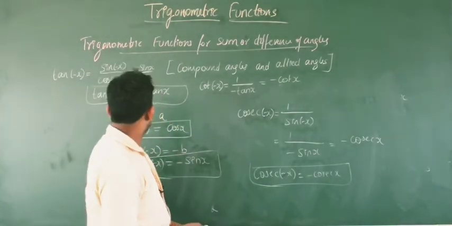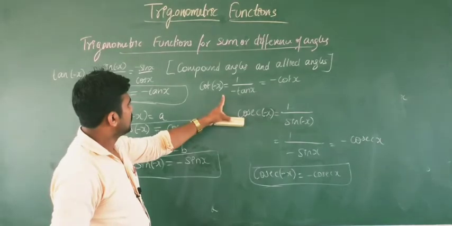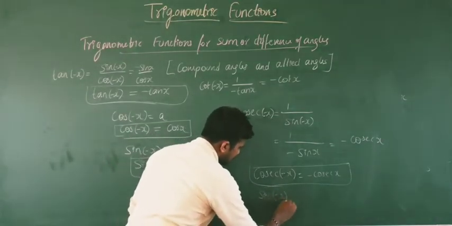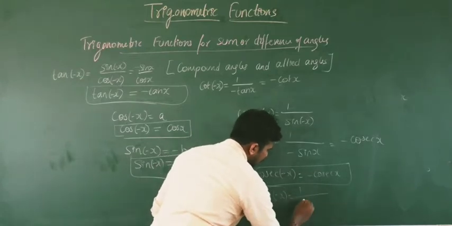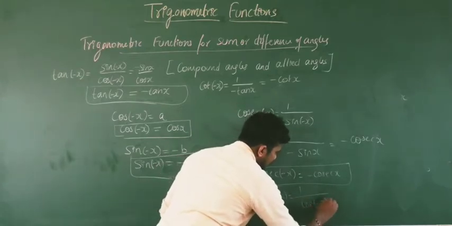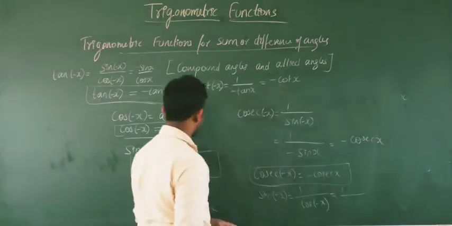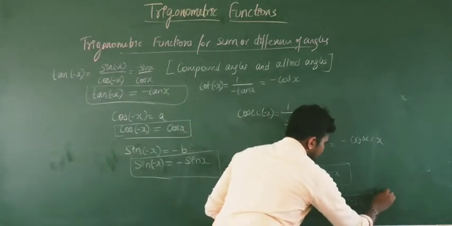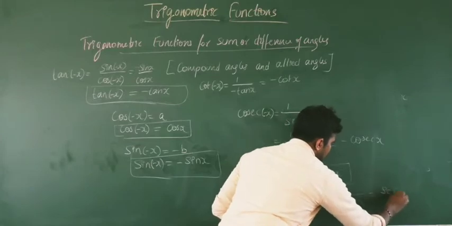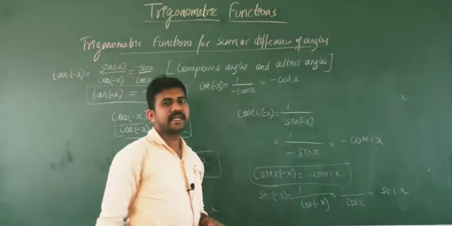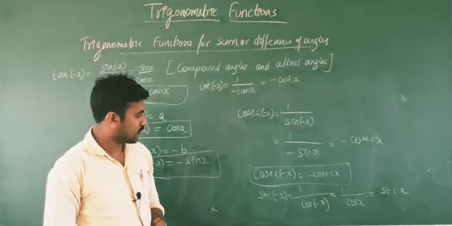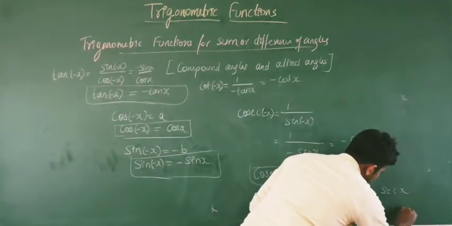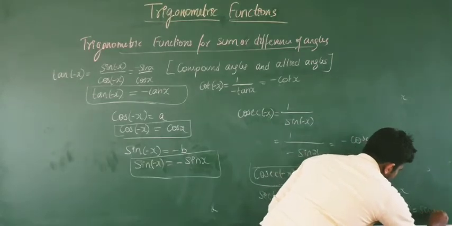Similarly, now the last one, that is secant of minus x. This is nothing but 1 by cos of minus x. But cos of minus x is nothing but cos x only. So 1 by cos x is nothing but secant x. So the value of secant x is positive in the fourth quadrant, so secant of minus x is nothing but secant x.